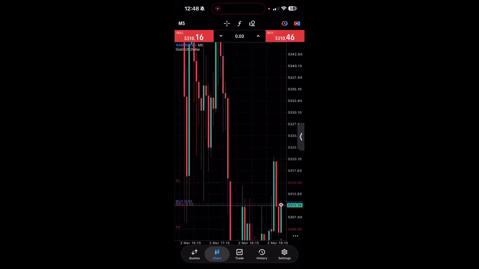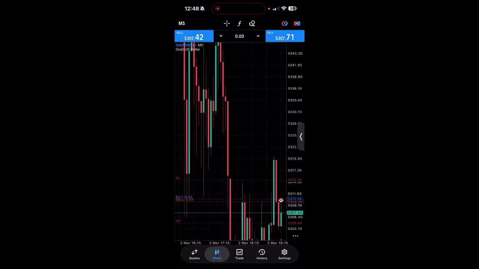Okay, so I'm in the trade. Now let's say, for example, this trade is in profit. Maybe it's hit TP1. I'm happy. I've closed the trade and I'm in profit. But I now want to move my stop loss to entry on any remaining trades.